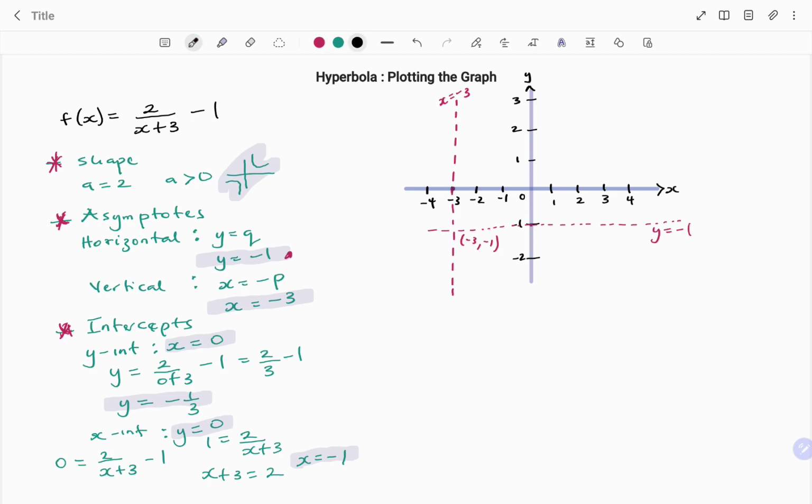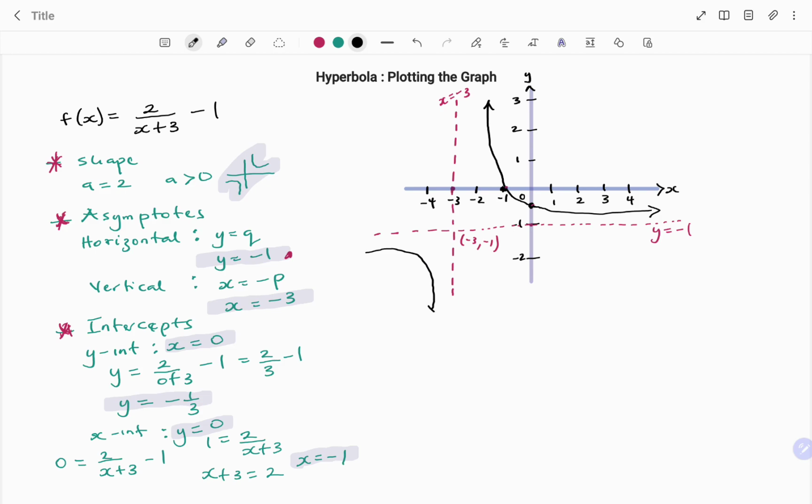The next step is my intercepts. When x is 0, the value of y is minus 1 over 3. That will be about here. And the next intercept, when x is minus 1, the value of y is 0. That's for my x-intercept. I have that at this point, such that if I draw my graph, note that the graph goes through my intercept, and then I have a mirror image.